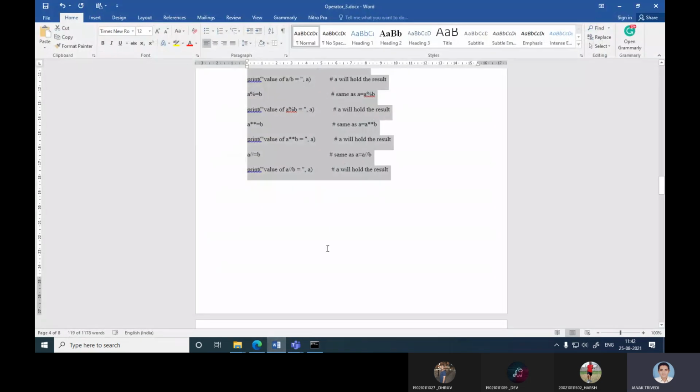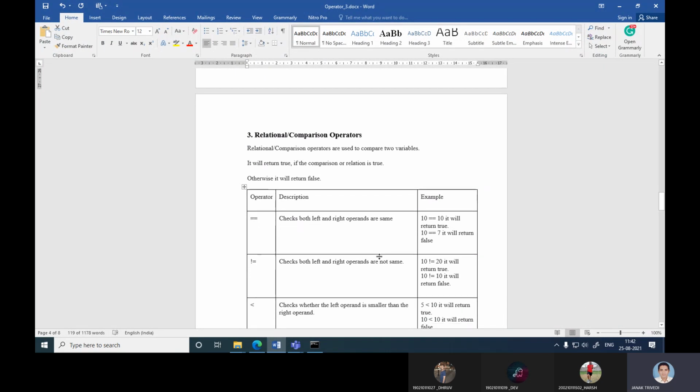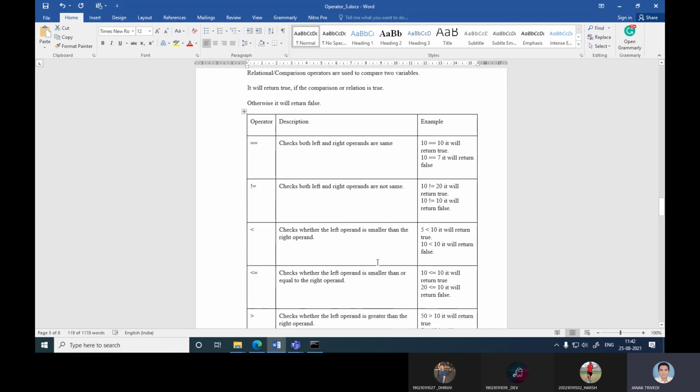So that is from the assignment operator. Now next one is relation and comparison operator. Relation or comparison operators are used to compare two variables. It will return true if the comparison or relation is true. Otherwise, it will return false. So this is the operator description and example.